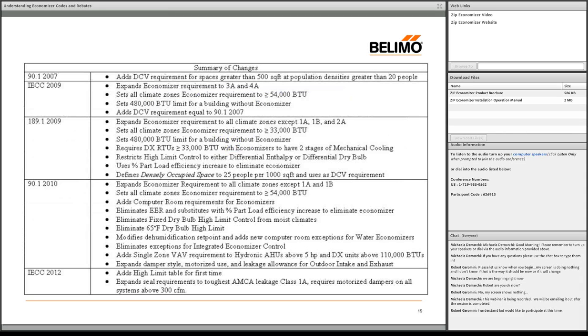This is the summary of the changes that we spoke about today, from 90.1 2007 all the way up to the IECC code of 2012, the different changes that occurred from one stage to the other stage. Once again, this webinar is being recorded and these slides will be available for review.